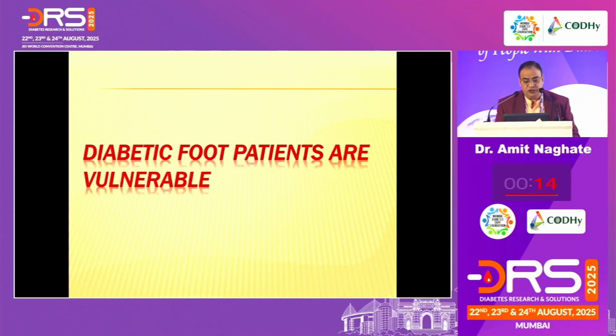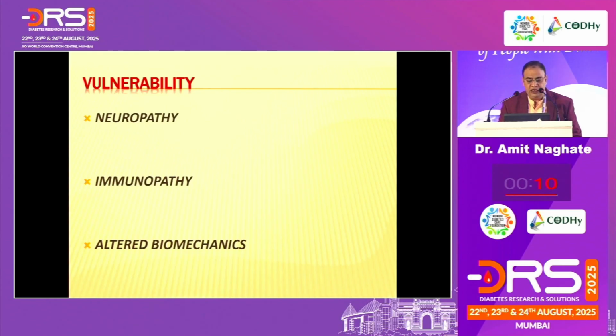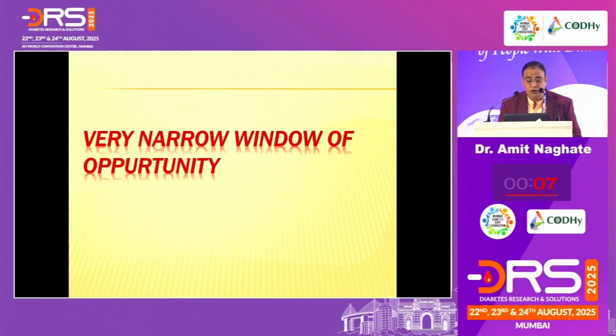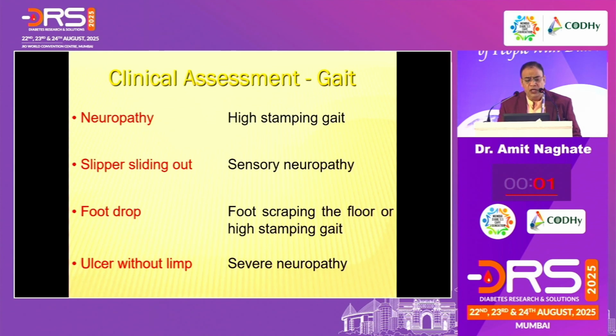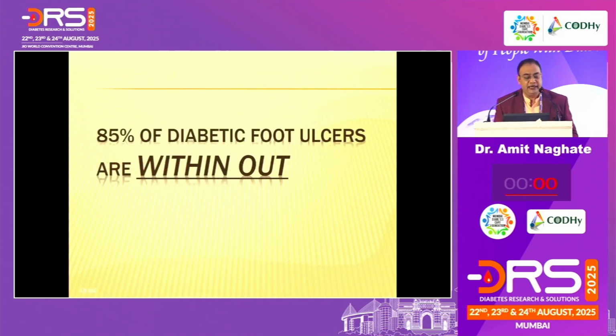We need to have a high index of suspicion. Diabetic foot patients are very vulnerable: neuropathy, immunopathy, and altered biomechanics. There is a very narrow window of opportunity. 'No complaint, no examination' is a philosophy that is not going to work. If a neuropathic patient comes in with a high stamping gait, or a slipping gait, that is sensory neuropathy; foot drop, or an ulcer with comfortable walking, is severe neuropathy. Once you see the patient walking in, we can guess clinically what exactly it is.